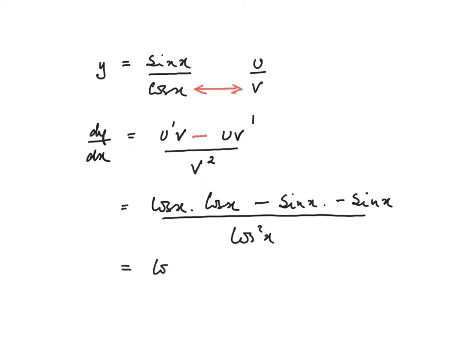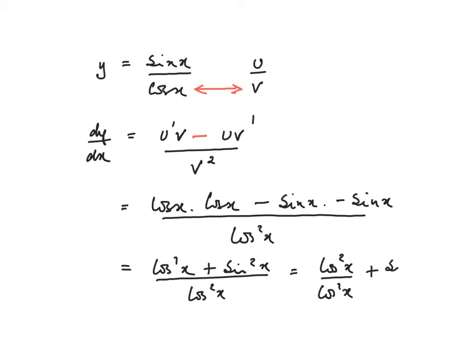So cos squared x plus sine squared x over cos squared x. And that gives us our 1 plus tan squared x.